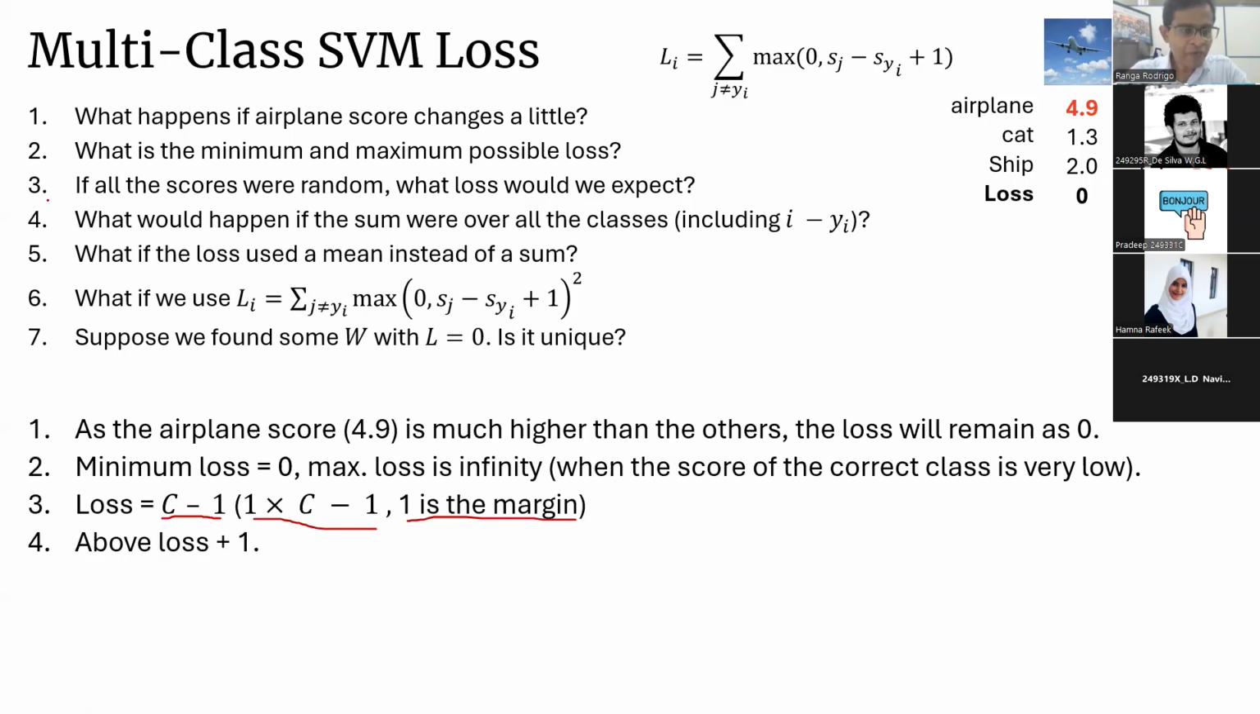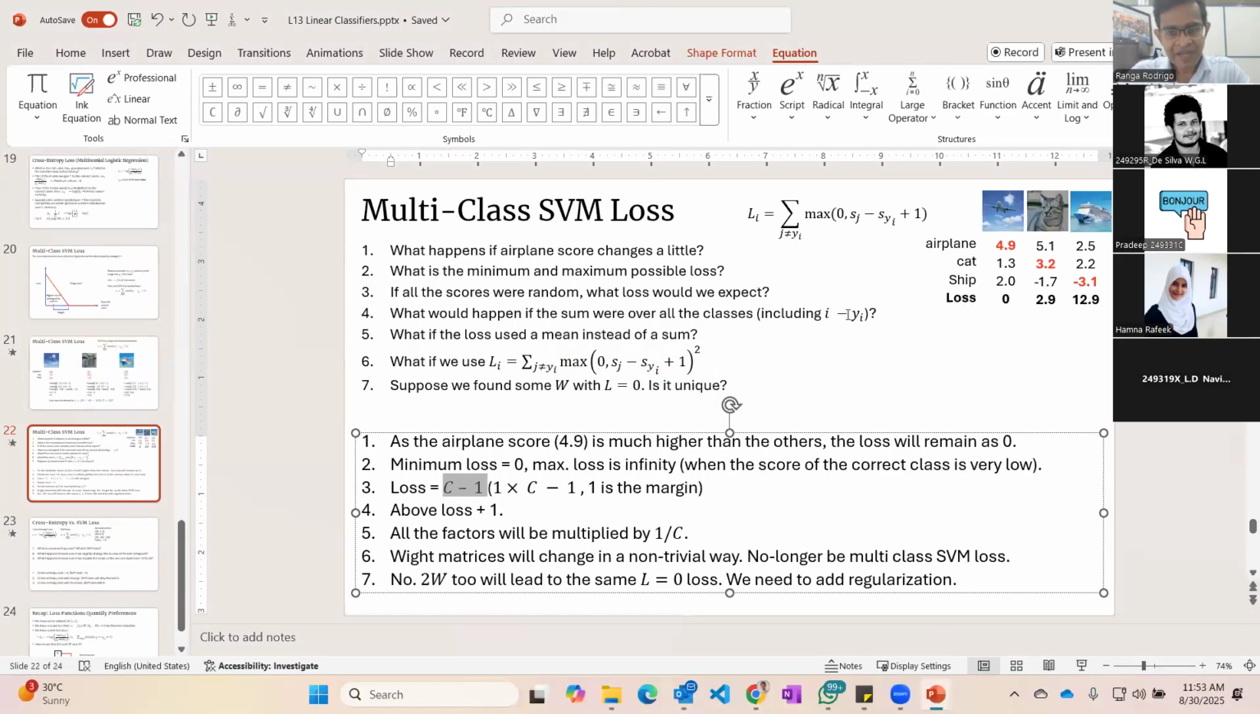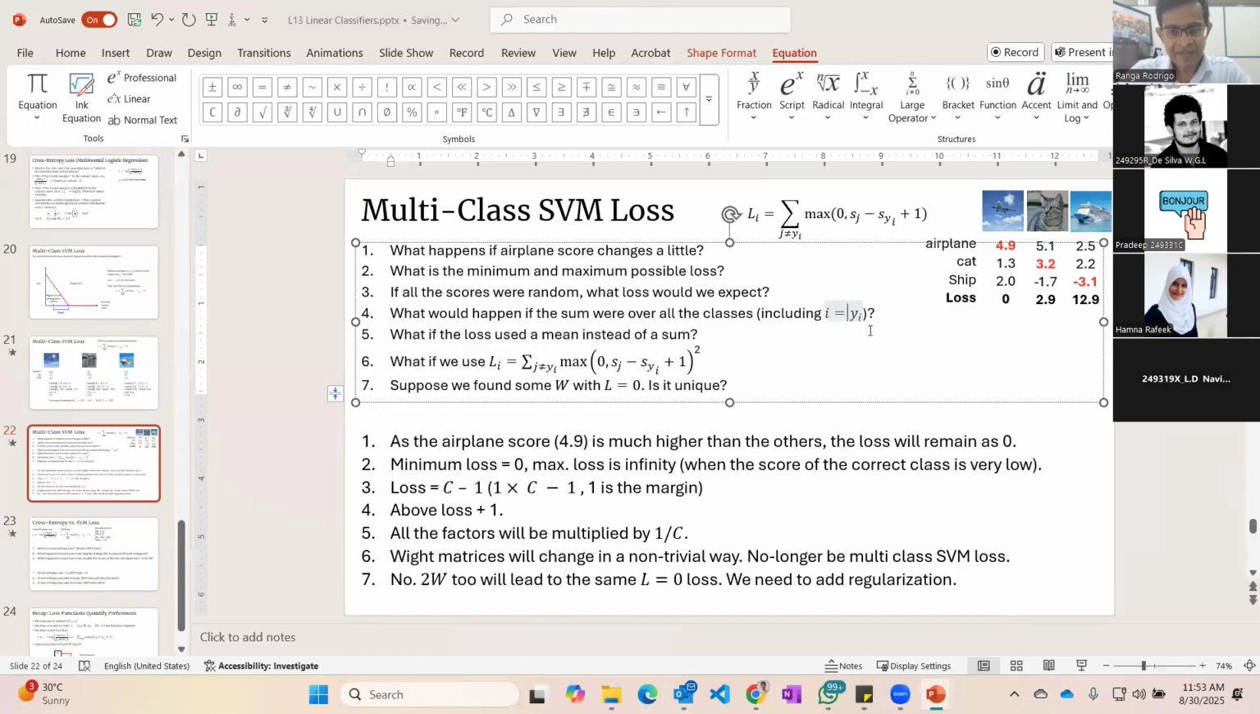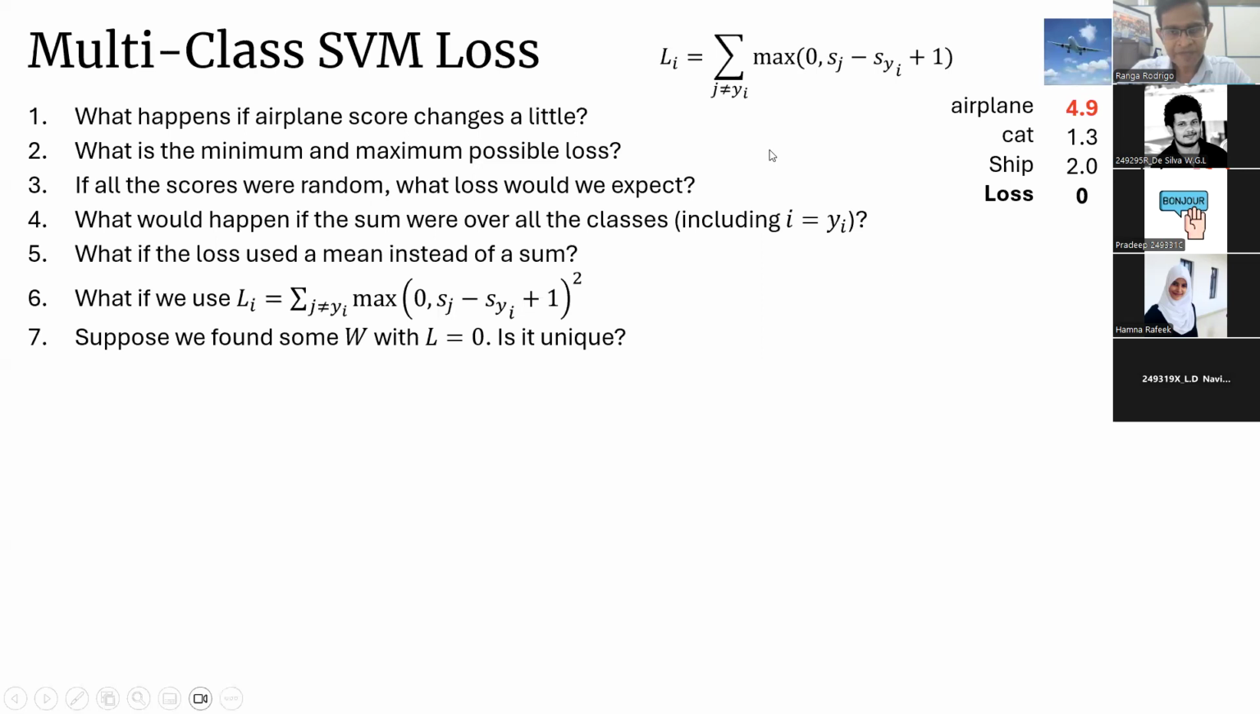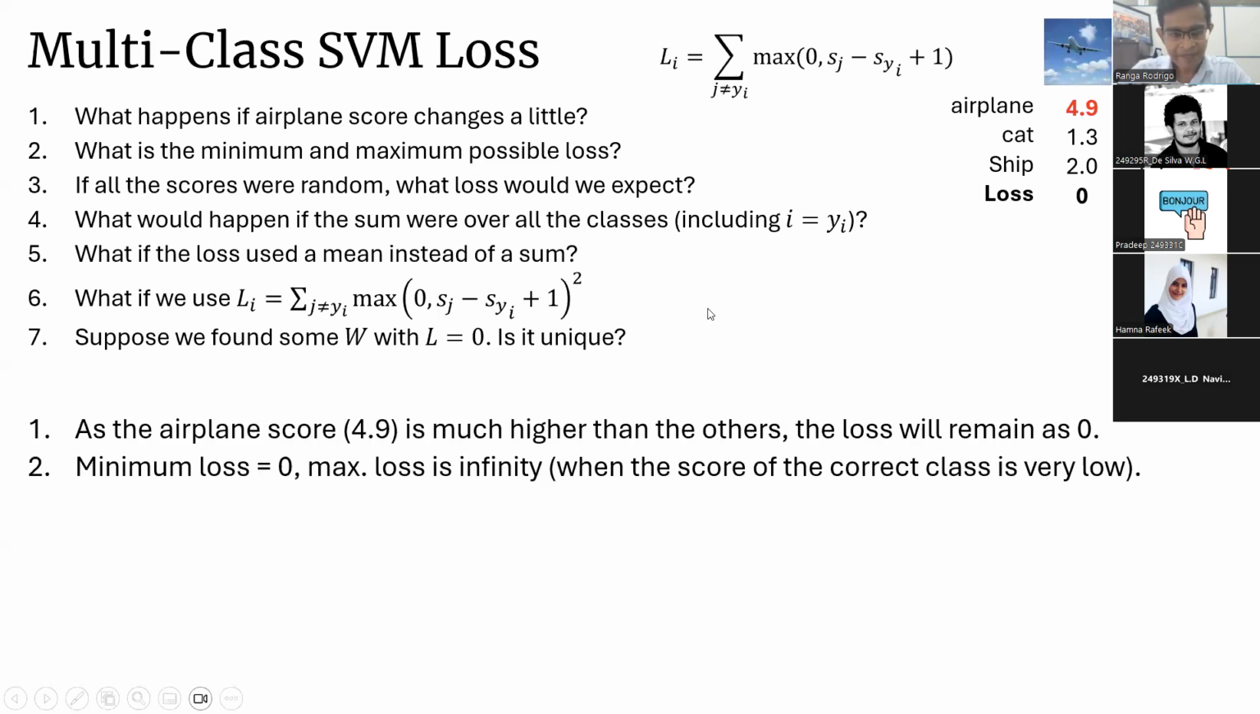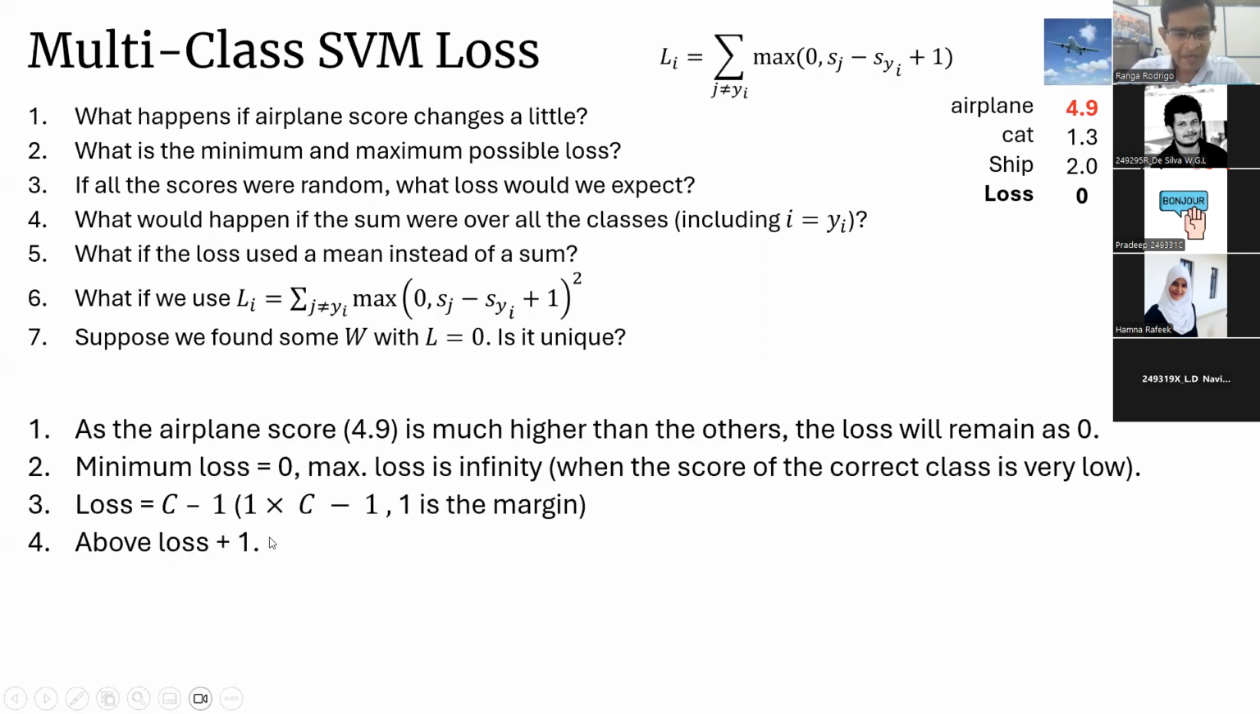Then the fourth one: what would happen if the sum were over all the classes, including i equals yi? Including that, the summation we take even i equals yi also. Then the loss will be above loss plus 1, because this margin will be added.